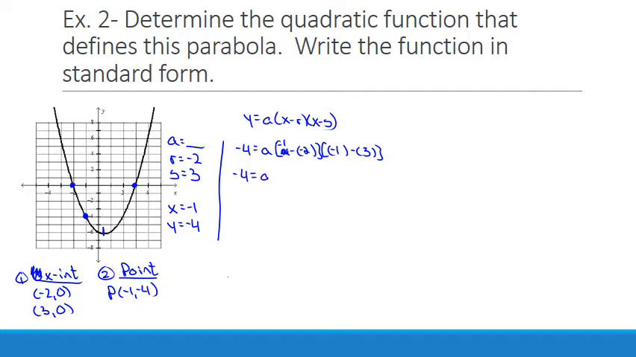Negative 4 equals A. I have a sign change here. So negative 1 plus 2 is positive 1. Over here, negative 1 minus 3 would be negative 4. So negative 4 equals negative 4A. Divide by negative 4, divide by negative 4. A equals positive 1. And now that's a positive 1, meaning my parabola should be smiling, and it is, so I know that's right. And again, this is step 3, and this is solving for A.